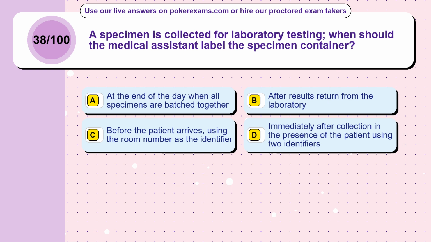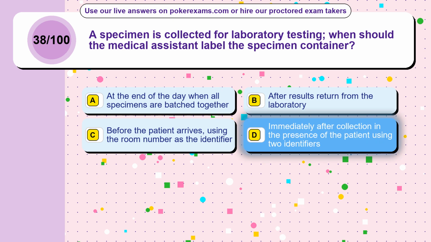Question 38. A specimen is collected for laboratory testing. When should the medical assistant label the specimen container? Option A. At the end of the day when all specimens are batched together. Option B. After results return from the laboratory. Option C. Before the patient arrives, using the room number as the identifier. Option D. Immediately after collection in the presence of the patient using two identifiers.